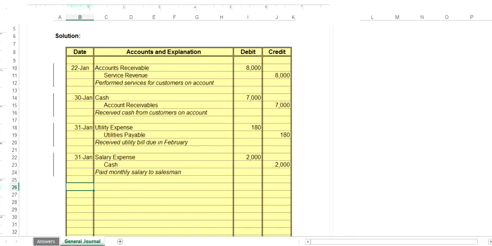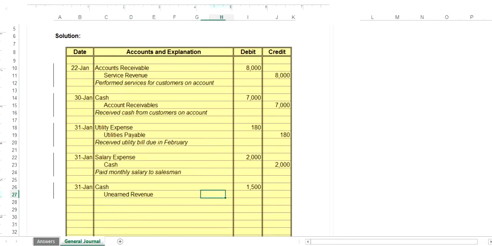Our next transaction on January 31st is that we received $1,500 for 3 months of consulting services to be performed starting in February. So we should know that if we receive cash, no matter what else happens, we have to debit that cash. So $1,500 debit. We won't talk about this account until, I believe, Chapter 3, but we're going to credit an account called unearned revenue.